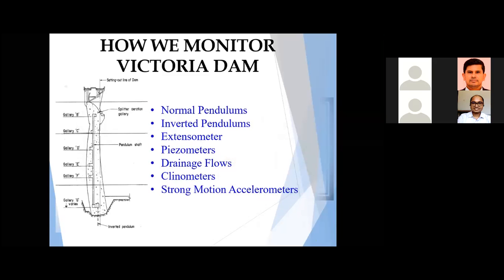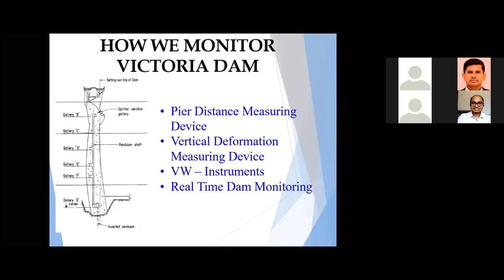Okay, let's move on with my presentation. And these are the instruments available. Some of the instruments: normal pendulums, inverted pendulums, extensometers, piezometers, drainage flows. Drainage flows we are measuring using seepage. Then clinometers, strong motion accelerometers, a distance measuring device, a vertical deformation measuring device, vibrating wire instruments, and also a real-time dam monitoring system. I will show you each and every instrument and method later in my presentation.